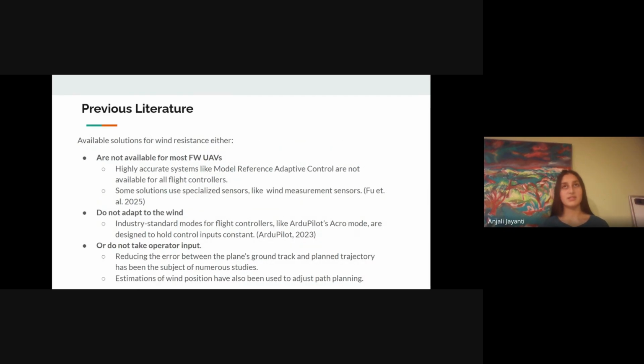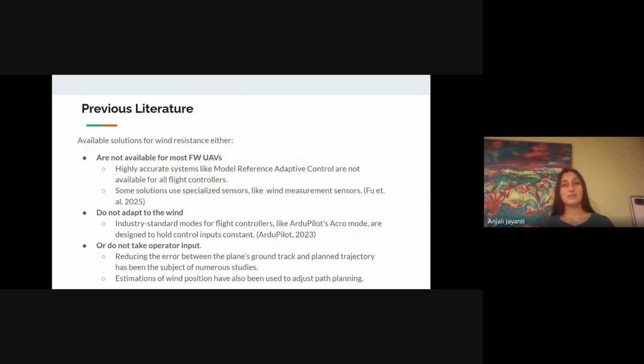Current solutions for wind resistance often are not available for all fixed-wing UAVs. They might rely on specialized sensors to detect the wind, or a particular layout of flight controller with more memory or more operating power. Others don't adapt to the wind. For instance, the industry standard mode, ArduPilot's acro mode, is designed to just hold control inputs constant. Again, with a constantly changing wind, this is not a good solution, or it's not a permanent solution.